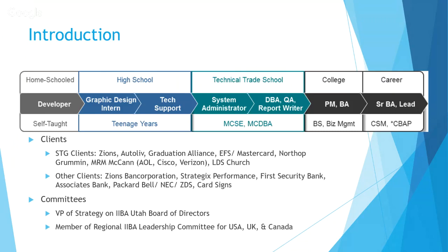So from 99 to 2002, I started really learning about what a BA is. Then I went back to school and got my degree in business management to balance out that technology and the business side. The key function of a business analyst is being that liaison between the business and technology and really understanding both very well. So that business management degree really helped me balance out those skills.